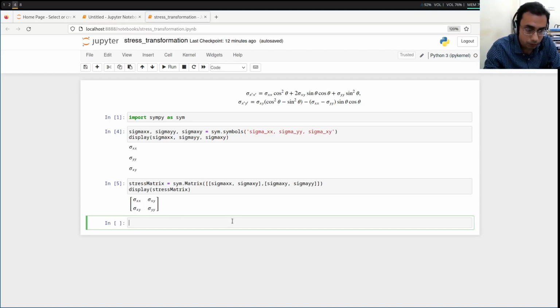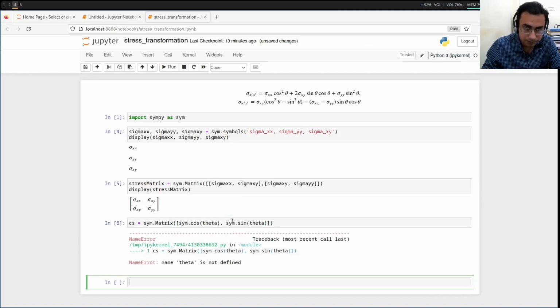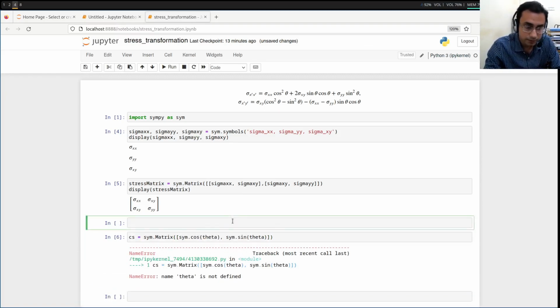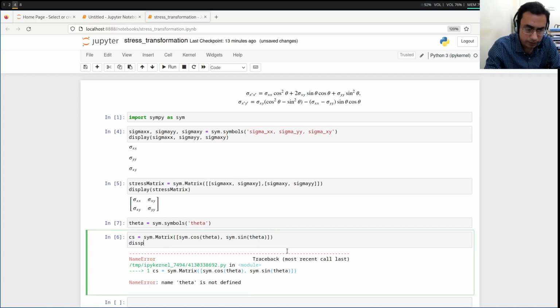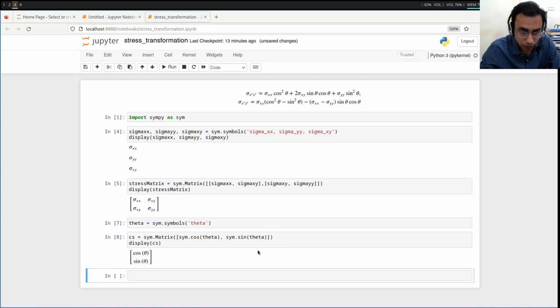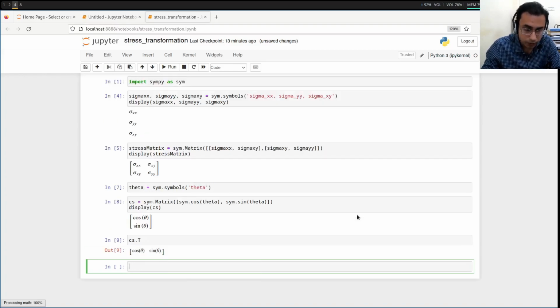Let us define a column matrix like this. Now please note that I have used this theta without first defining what theta is, and I am going to get an error. So I have to define that this is a matrix, but even so I'll get an error. So I'll have to first define a theta, because by default symbolic Python will not understand what theta is, and now it will. So I'll display this thing also. So we have this cos theta sine theta, and let's use this. So this thing transpose will look like this, just a horizontal version of that column matrix.